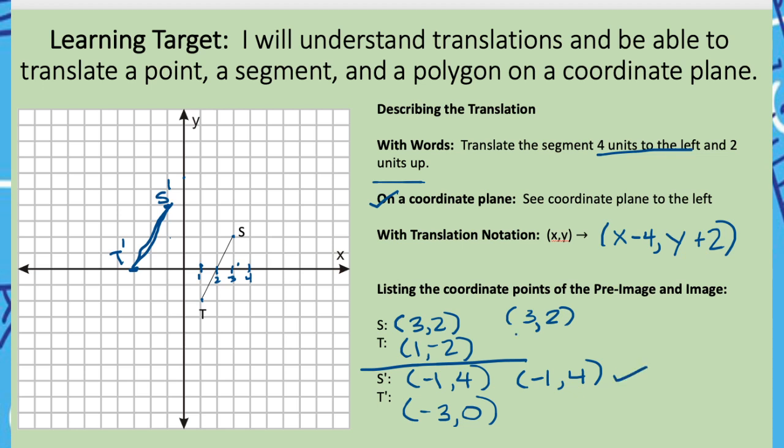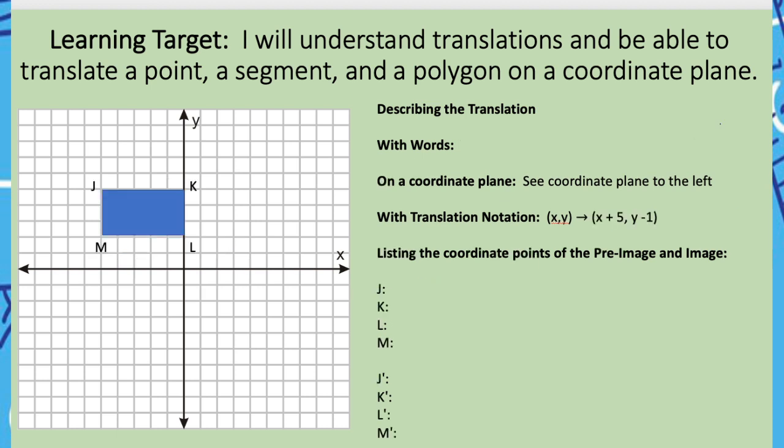T was at (1, -2). So now I'm going to apply the rule. 1 minus 4 is -3. And then -2 is the y coordinate, and I'm going to add 2 to that, which is 0. So T prime should be at (-3, 0), and it is.